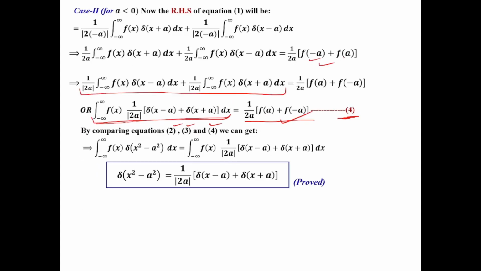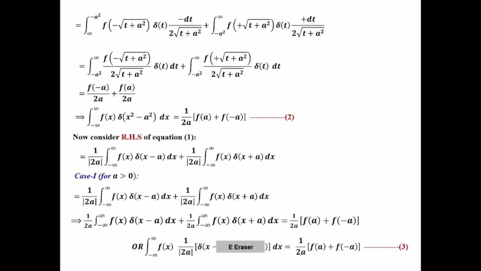Okay, same thing I have written over here. By comparing 2, 3, 4, this integral will be equal to this integral. If I compare both, f(x) is a continuous function, we can separate out. Integration with the same limit is there with respect to dx. If it is so, then this value should be equal to this value. That means delta x square plus a square equals 1 by 2a times delta x minus a plus delta x plus a. This eighth property is most important from your exam point of view.